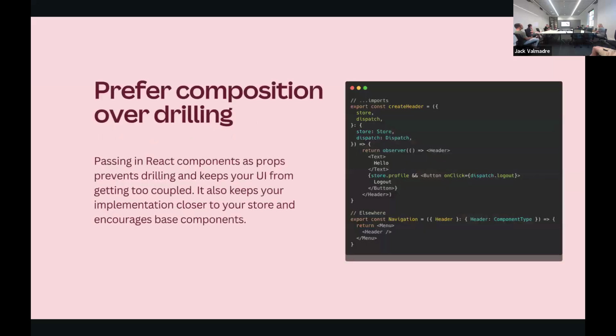So how we do that is we prefer composition over drilling. You pass in a React component as a property instead, as I've demonstrated here. Say we've got our store and our dispatch here. These are just generic, it doesn't actually map to anything like MobX or anything.